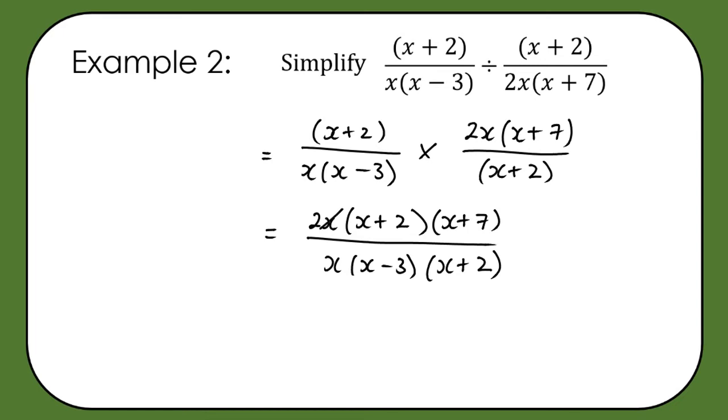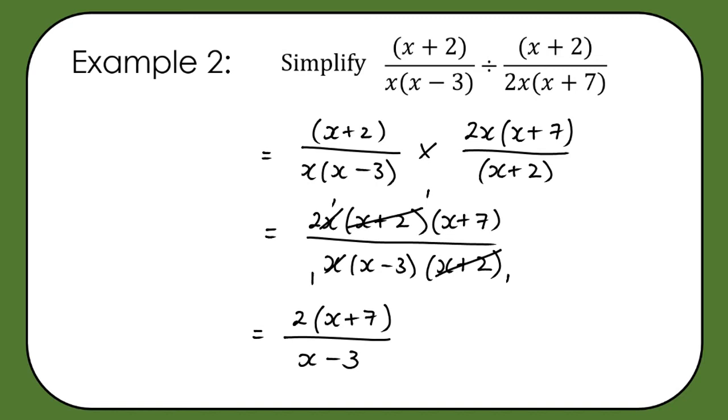Okay, so we've got a common factor of x, dividing both top and bottom by x, a common factor of x plus 2, dividing top and bottom by x plus 2. So we're left with 2 times x plus 7 on the numerator, and x minus 3 on the denominator. You can expand out that numerator if you want. There's no need to, but it would be perfectly correct to do so.